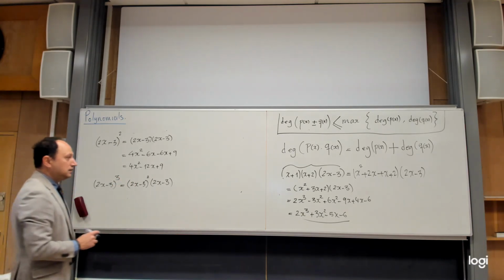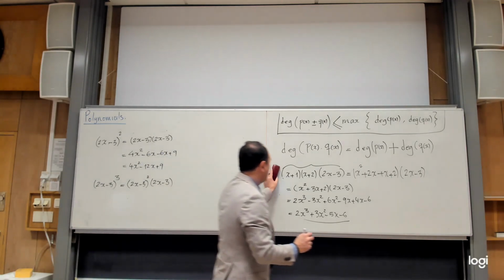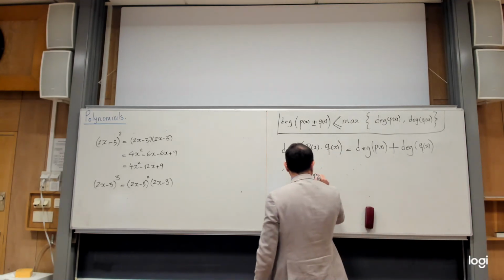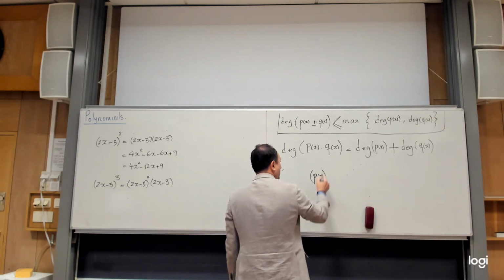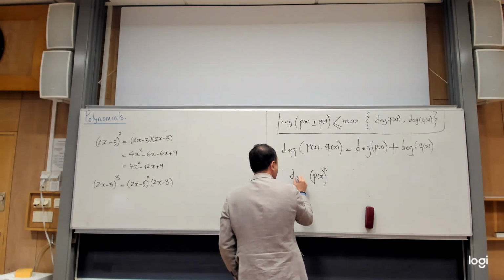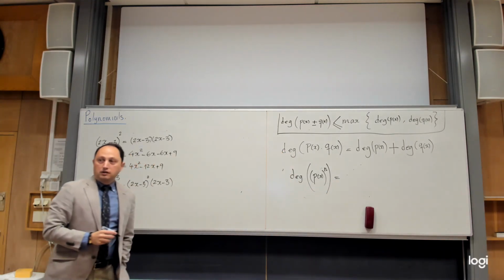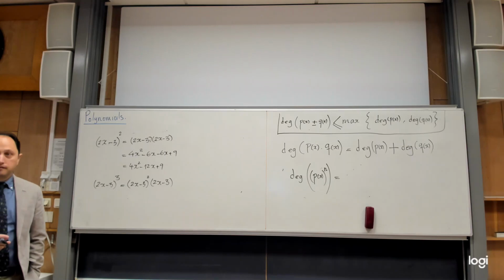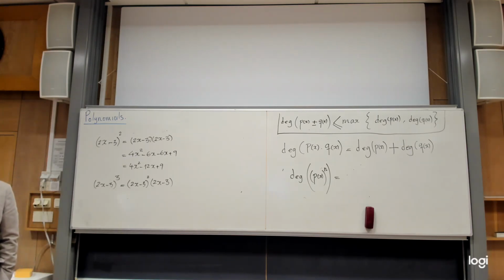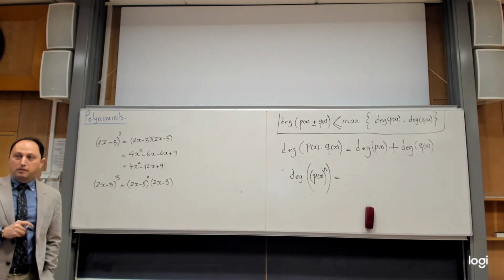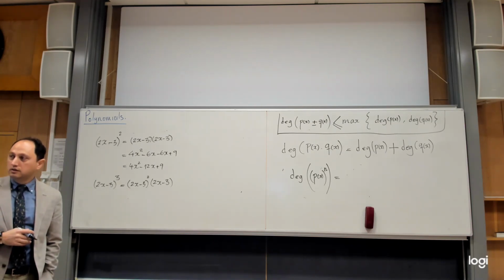Now, can you tell me what would be a relation for this? I give you a polynomial p of x, I give you a natural number, I ask you to raise it to power n, and then I ask you what is the degree of this combination. So what would be the degree? Wouldn't the degree be n? No, n is the exponent.